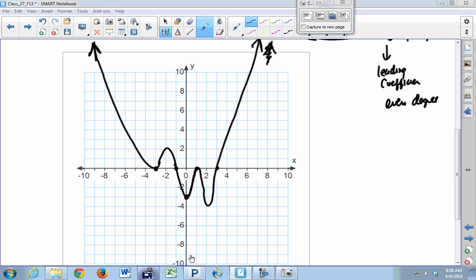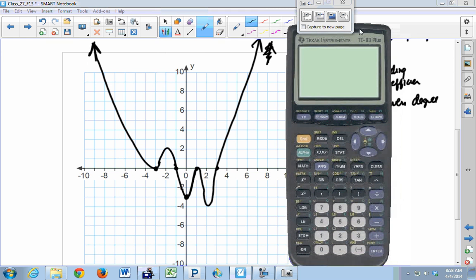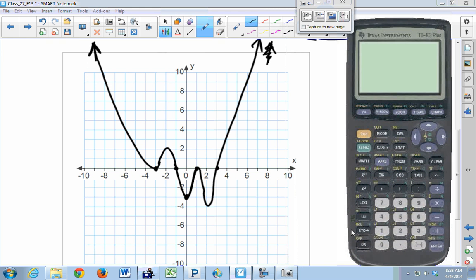Let's take a look at what this thing really looks like to see how close I got here. So let's see. I know it's 1/9, 1 divided by 9. And then what do I have? I better put that in parentheses. Hang on. Let me put that 1 divided by 9.